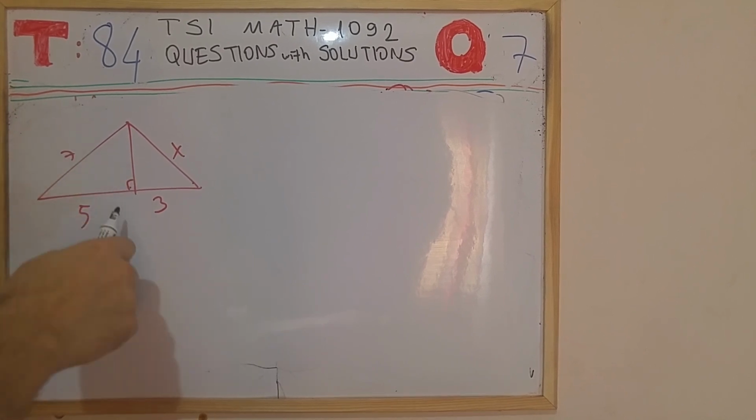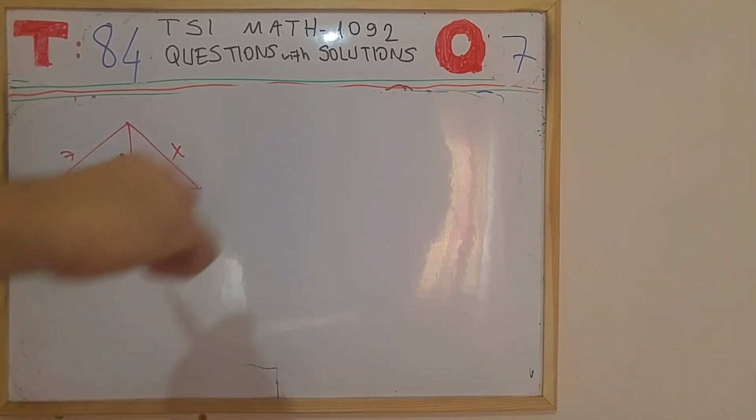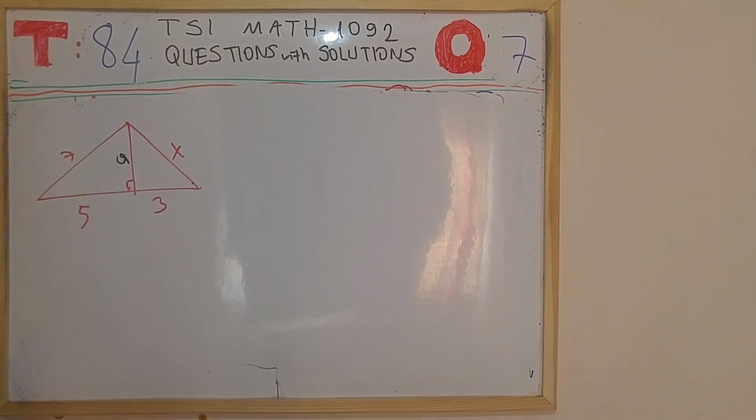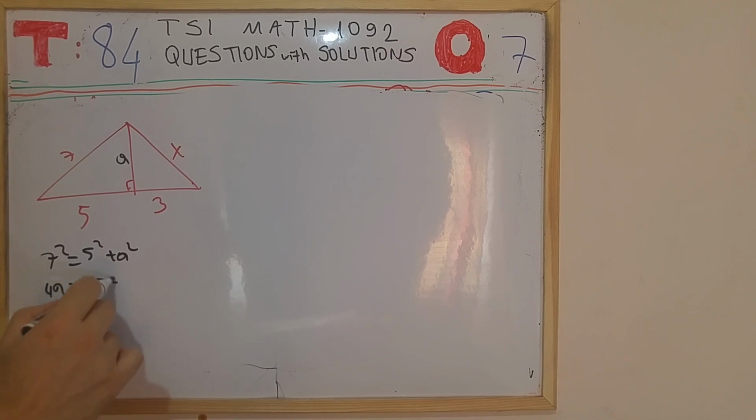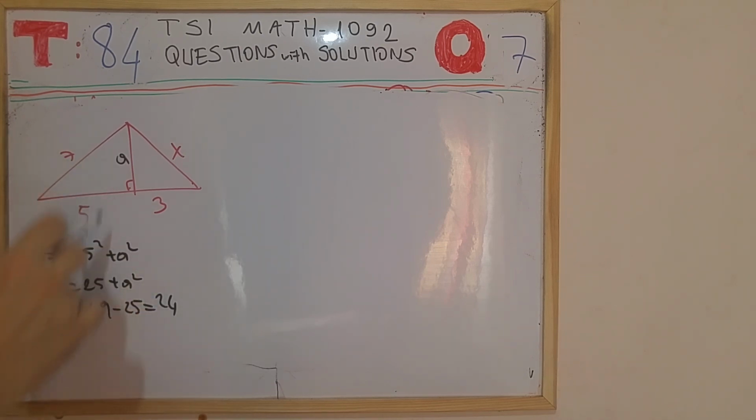Here we have two triangles, two right triangles sharing one side. Let's call that A. What we need to do is to find this A first and apply it to the second triangle to find x out, which is a two-step question. Let's do it. At the first step, 7 square must be equal to 5 square plus a square. So 49 is equal to 25 plus a square. And a square is equal to 49 minus 25. That is equal to 24. I don't need to find a out because what I'm gonna need is actually a square.